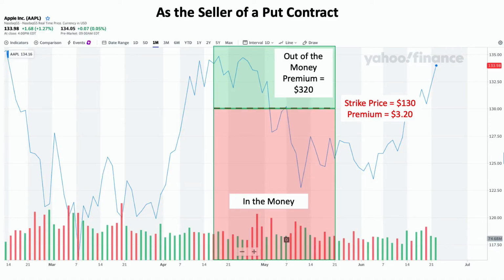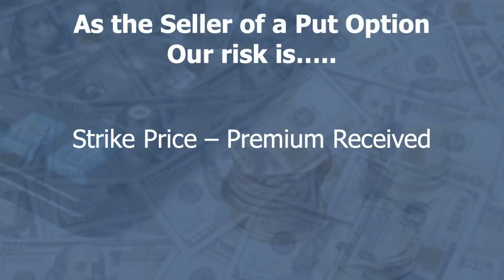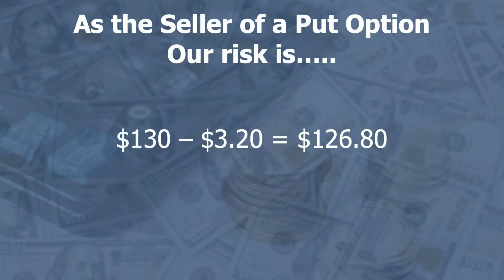So we can quickly take a look at an example of this. As the seller of the put contract, our aim is for the options contract to expire out of the money. In this case, that means we get to keep the premium from the one contract, which is $320. As the seller of a put option, our maximum risk is the strike price minus the premium which we've received. So here we've got the strike price of $130 minus the premium which we received, which is $3.20. That leaves us with a total risk of 126.8, and that's per share.